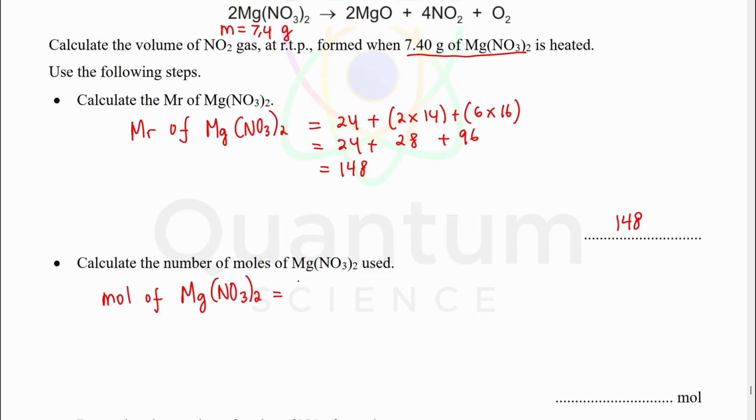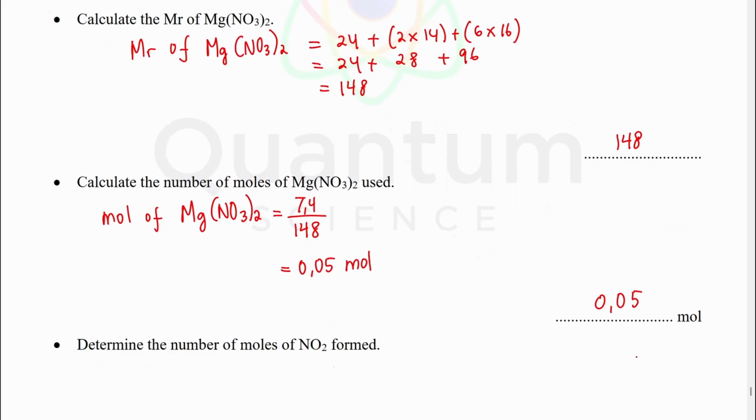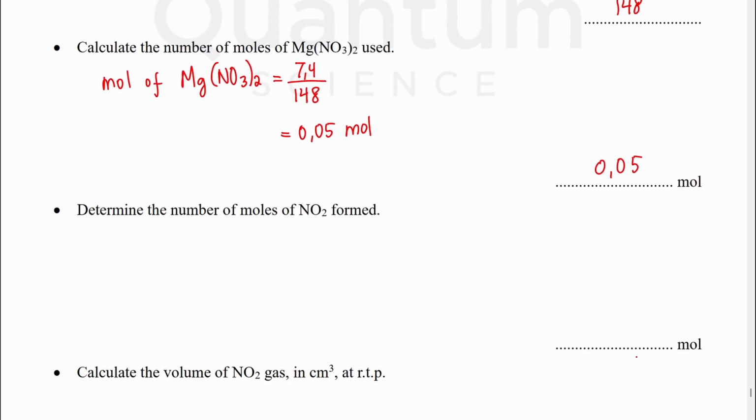And we know the mass from the question is 7.4 gram divided by the Mr, which is 148. So equals to 0.05 mole. So the answer here is 0.05. Next, determine the number of moles of NO2 formed.